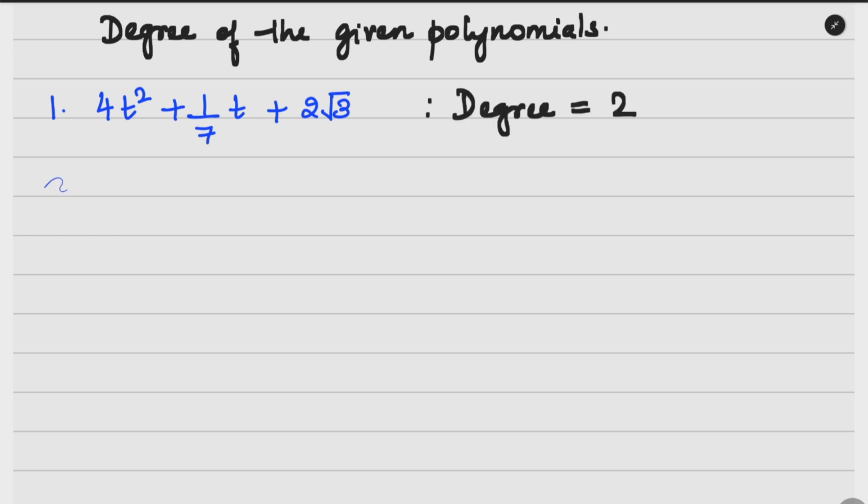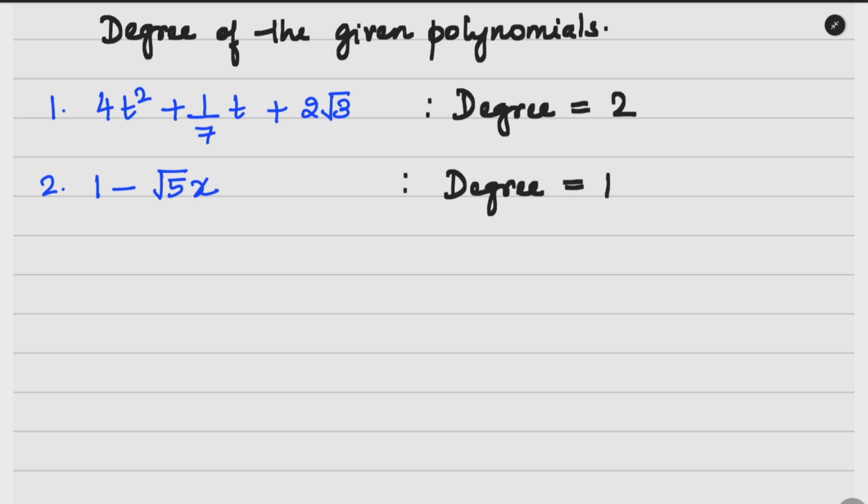Okay, let's go to the second question. 1 minus root 5x. What is the degree of this polynomial? If you check, x is the variable. Look at the power of the variable. This is the only term wherein you have the variable. The power is 1. So highest power is 1. So therefore the degree is equal to 1.